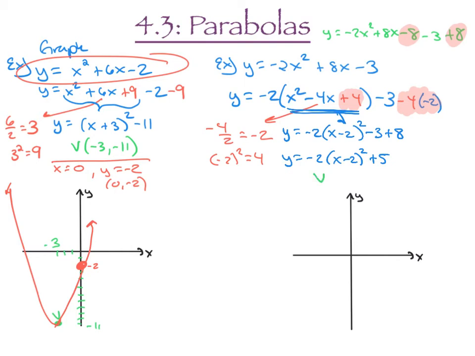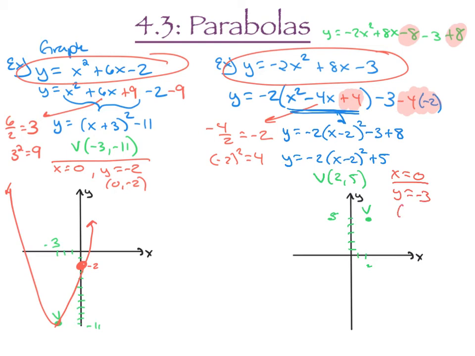So my vertex is at (2, 5). There we go, (2, 5) is the vertex. And the one more point, again, I'm going to use this thing. When x equals 0, y is -3. So I have (0, -3). 1, 2, 3. So go from the vertex to the one more point, and mirror reflection, and there's my parabola.